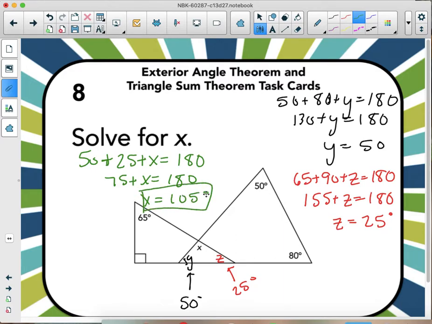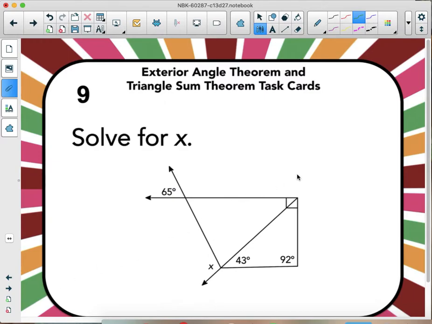Okay. Again, might take a couple more steps, but we're still using the same two theorems. Exterior angle theorem we did not use this time, but we did use our triangle sum theorem a couple times with this problem. Okay. Last two.